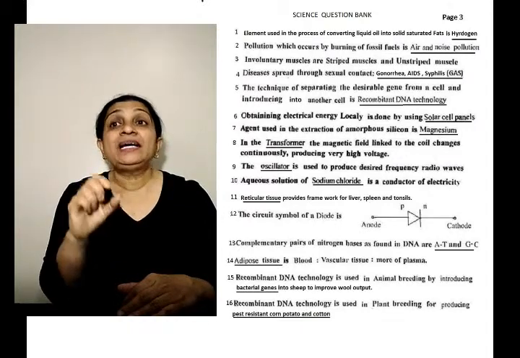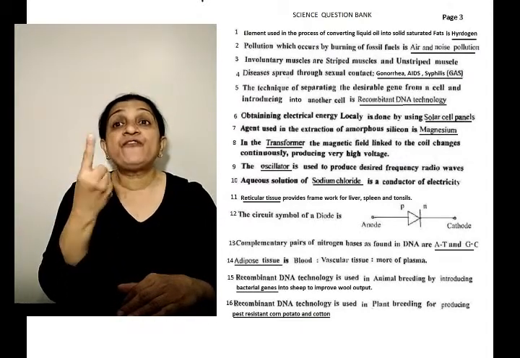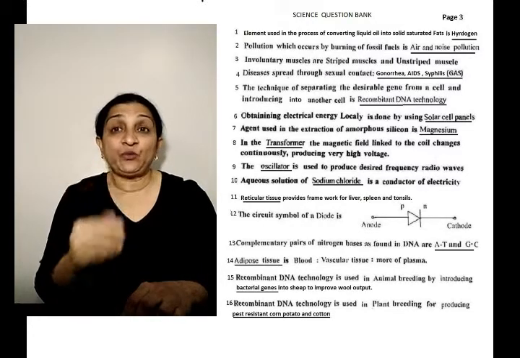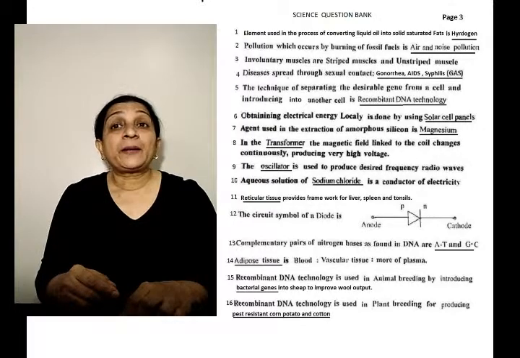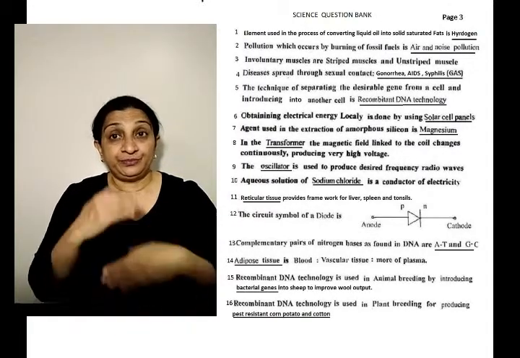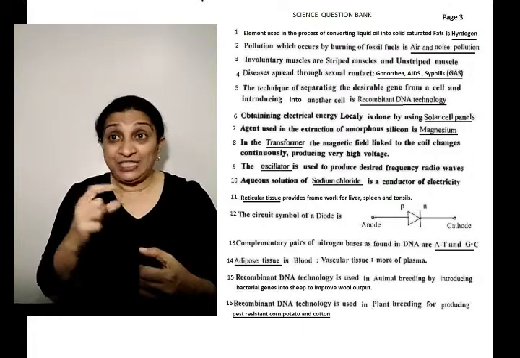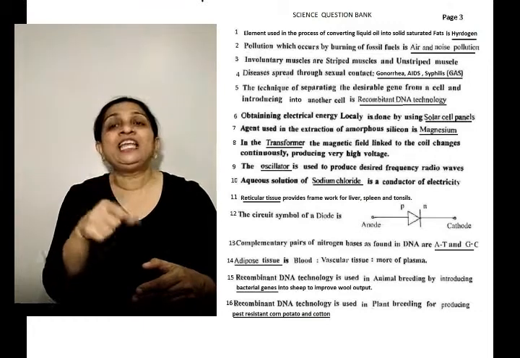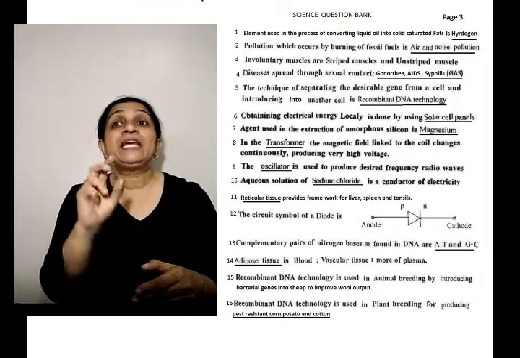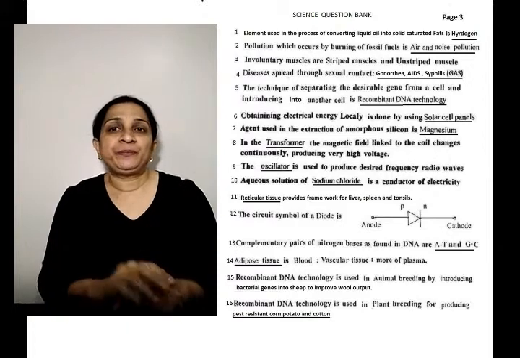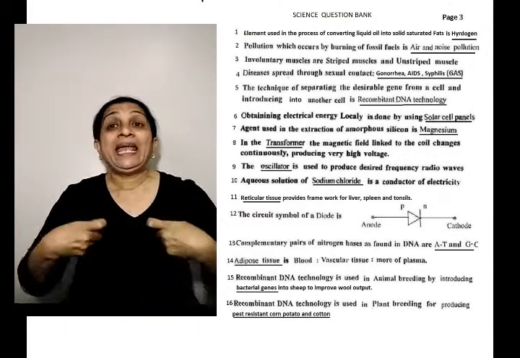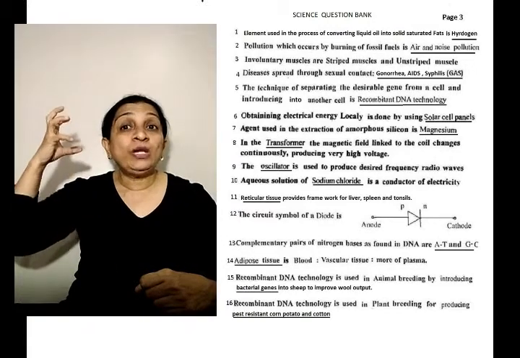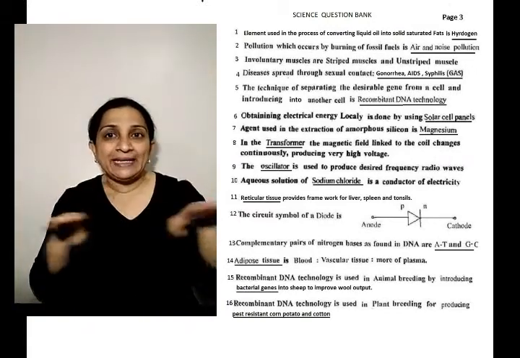Please remember GAS, which is the first letters of each of the diseases. Fifth one, the method of separating the genes that you want from a cell and introducing into another cell is called recombinant DNA technology. Then to obtain electrical energy locally, it is done using solar cell panels.